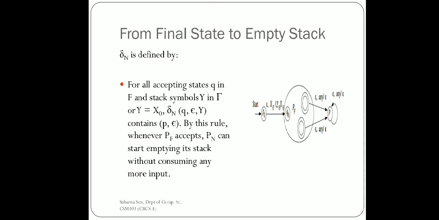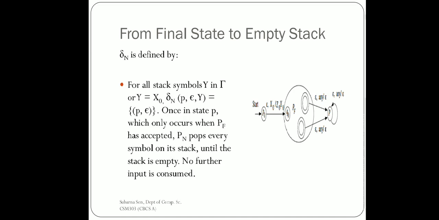Okay. Now next, for all stack symbols y in tau or y equals X0, just see the same thing. Once in state P, which occurs when PF has accepted, PN pops every symbol on its stack until the stack is empty, and no further input is consumed. The same thing is being done whenever it has reached P: its job is to empty its stack.